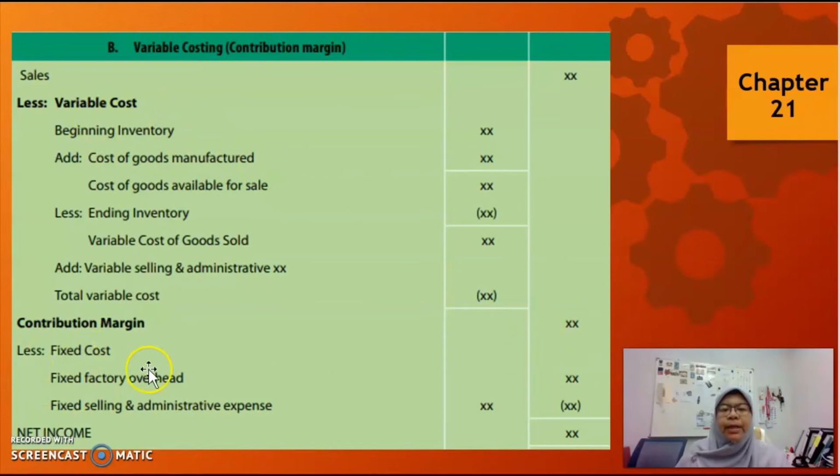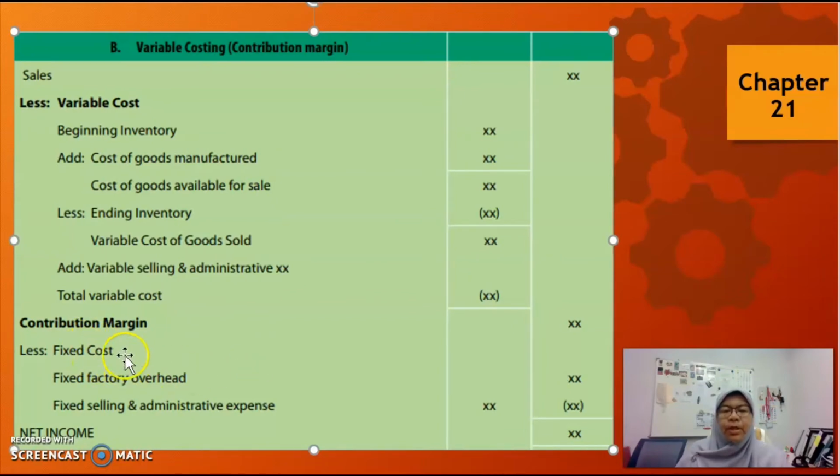Then we minus all the fixed costs. Whatever fixed costs are given to us, we transfer them here. So here we have fixed factory or manufacturing overhead, MOH, and fixed selling and admin expense. We total up, so contribution margin minus fixed costs is our net income. So that is the variable costing statement of profit and loss.